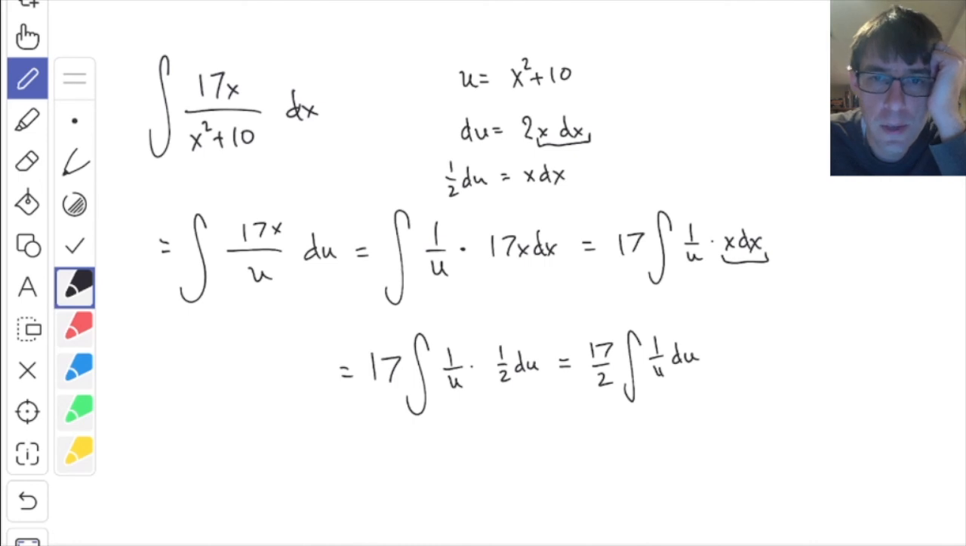All right. And now this is as simple as it's going to get. Any questions so far? I'm not done yet, but the substitution is complete at least. There are no x's remaining. It's all in terms of u.